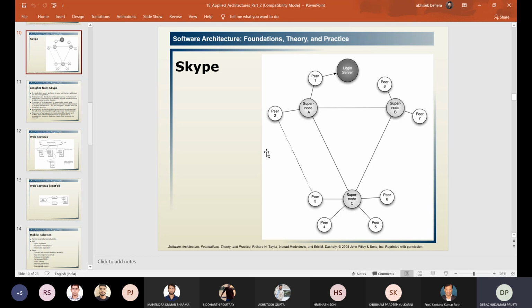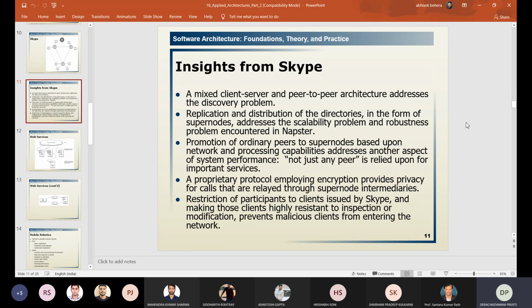Meaning I am a peer, I am a node, and I will start my communication with another peer. So the first communication is client-server, then peer-to-peer architecture. The replication and distribution of these directories in the form of supernodes addresses the scalability problem and robustness problem encountered in Napster. It uses scalability and robustness very similar to the Napster architecture model.